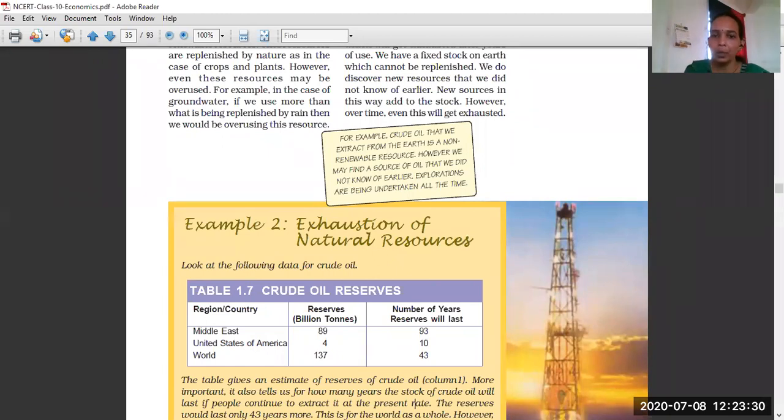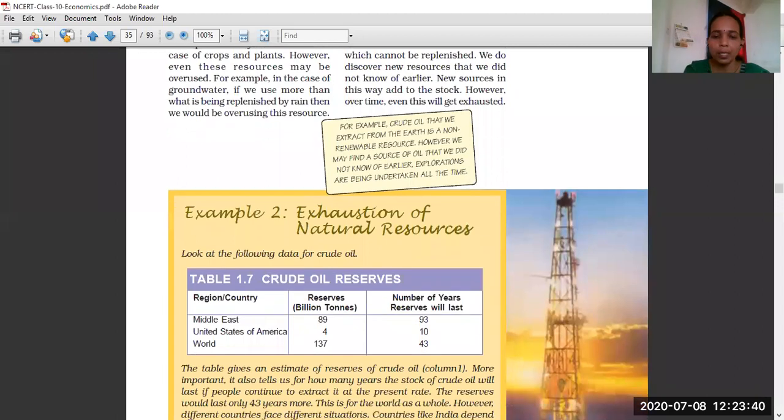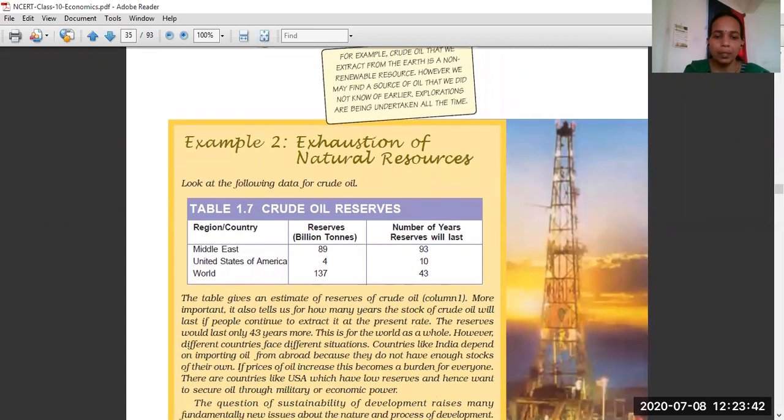At that time, what are we going to do? We should think about that now only, and look for the substitute only now. This kind of development can be called sustainable development. And nowadays, the development which is taking place is not sustainable development. This estimate, what it says here, the table gives an estimate of reserves of crude oil. More important, it also tells us for how many years the stock of crude oil will last if people continue to extract it at the present rate.